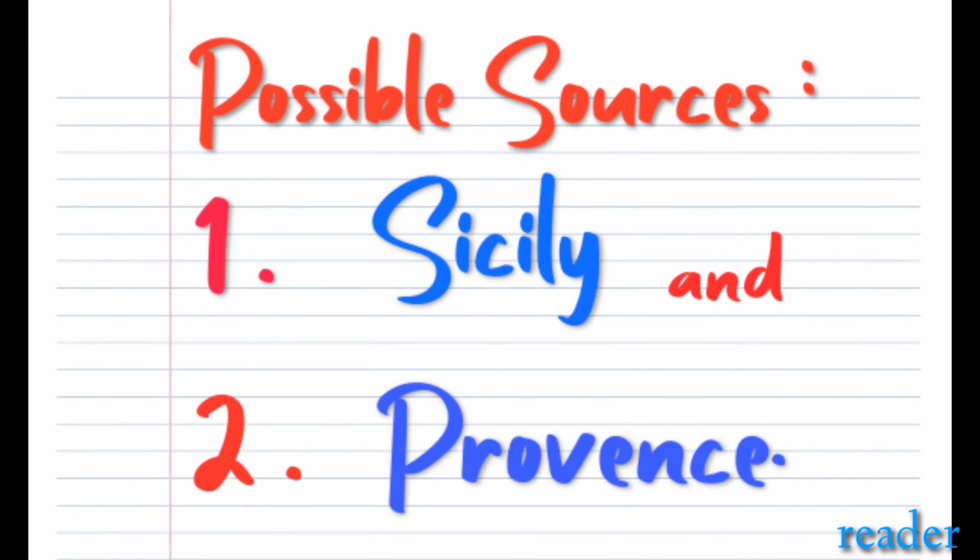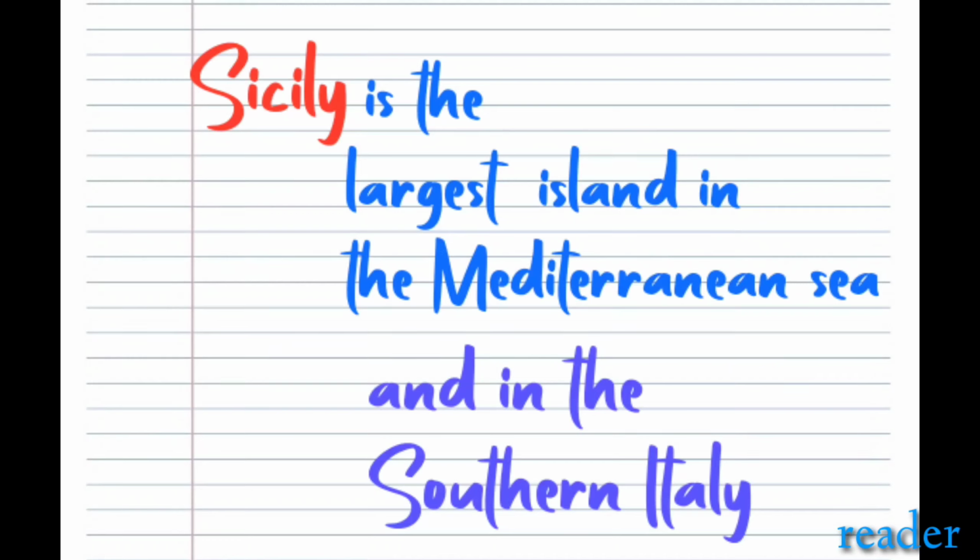But some theories suggest two possible sources, which are Sicily and Provence. The first possible source is Sicily and the second one is Provence. Sicily is the largest island in the Mediterranean Sea and which is located in southern Italy.